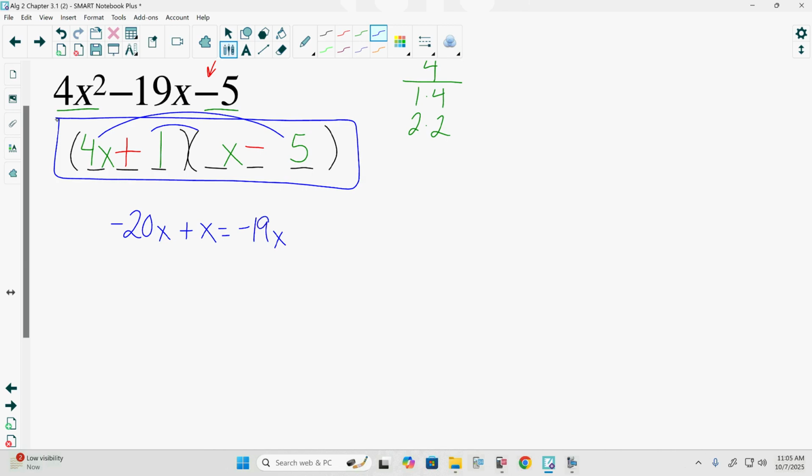So we get this here: 4x plus 1 times x minus 5. Questions on this here? Now, especially when we have opposite signs, this plus and minus, we can set it up and get the correct number but wrong sign. And those are easy. Flip the signs. Because if we'd done this and gotten positive 19 instead of negative 19, we switch the plus and minus in the factored form, and then we'll change that sign.